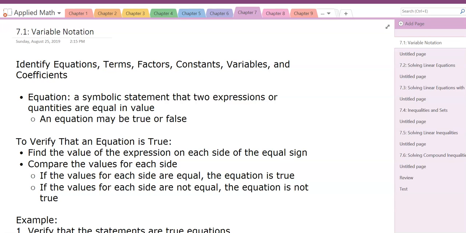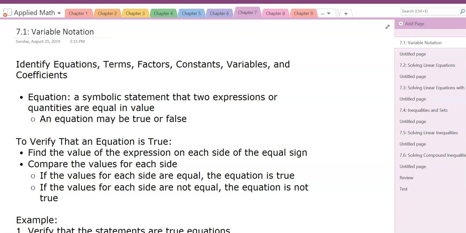For this section, we're going to be talking about variable notation. We're going to go over how you can show that two different statements are equal or not equal. We're going to talk about identifying the different parts of a linear equation, like what the terms would be, the factors, constants, variables, those kinds of things.